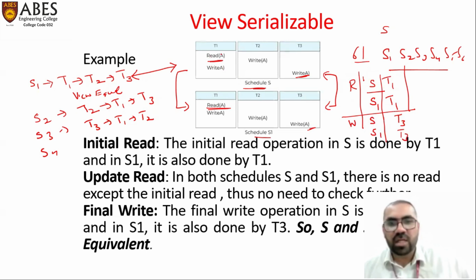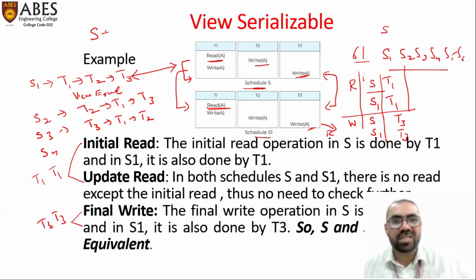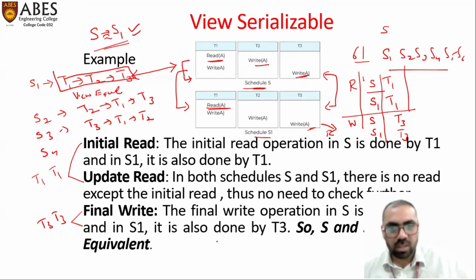Now if you see, after the write, there is no read operation. There is no read operation after the write, so there is no update read also. So initial read is done by T1 and T1, and final write is done by T3 and T3. So we can say that this is view equivalent. Thus, S is view equivalent to S1, and we got an answer. And the serial schedule is T1 followed by T2 followed by T3.